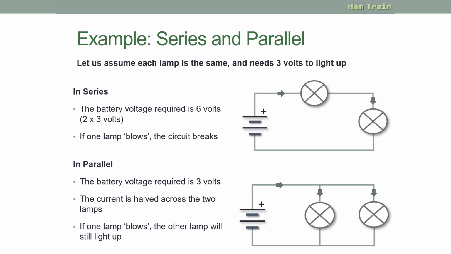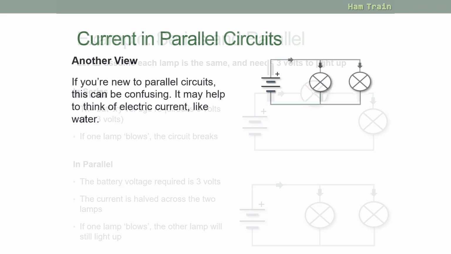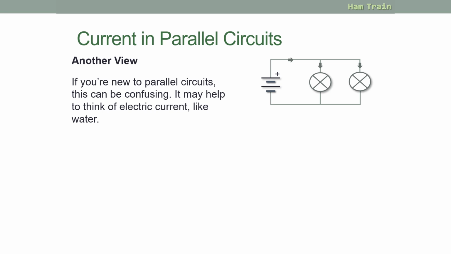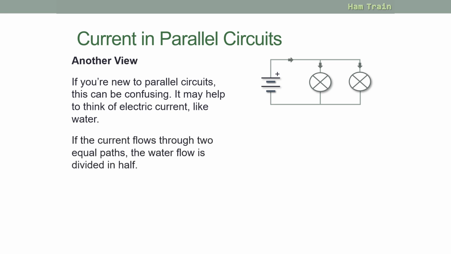Now this in parallel bit can be a little bit tricky, so we'll look at it in a slightly different way, which might make it a little bit easier. So here's the drawing we've just looked at of a parallel circuit. Half the current that way, half the current that way. Sometimes it helps to think about current as water. So if we have current flowing through 2 equal paths, maybe 2 pipes, half of it will go down one pipe, half will go down the other.